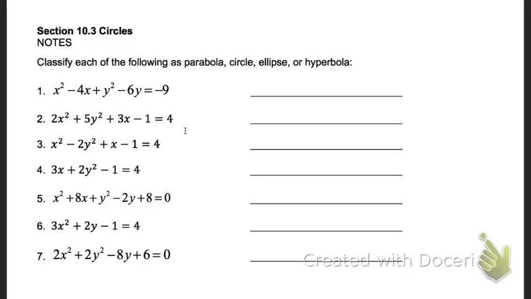Let's call them out. What's number 1? Circle. How come? Same sign, same. X squared, y squared. Both coefficients are 1, so they're the same. Number 2.